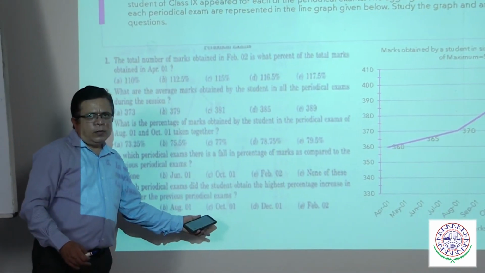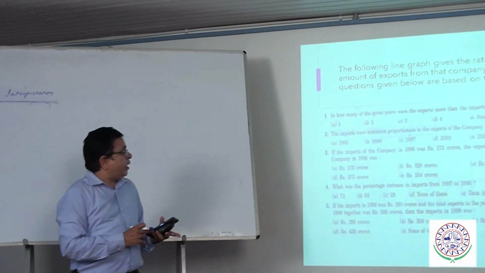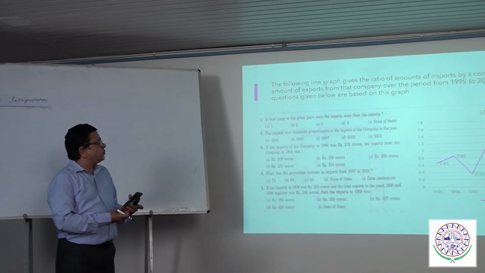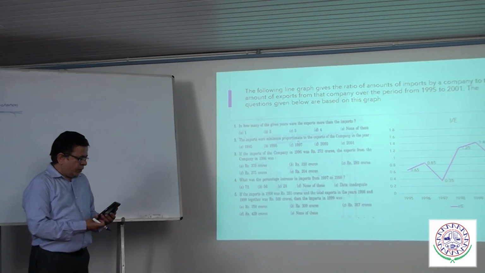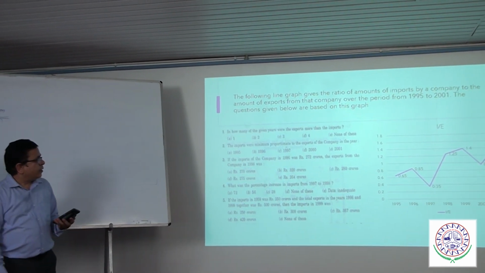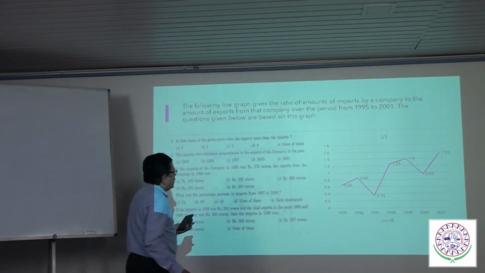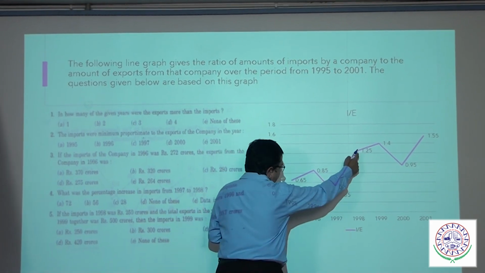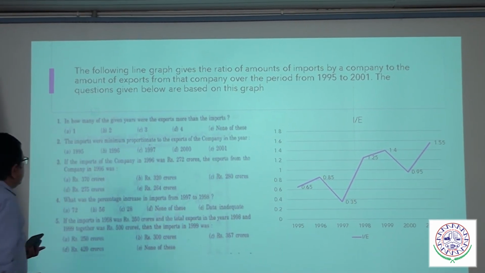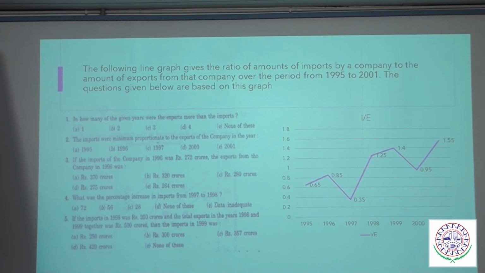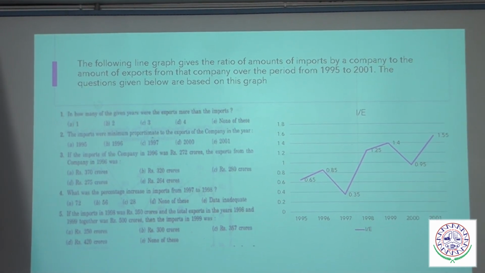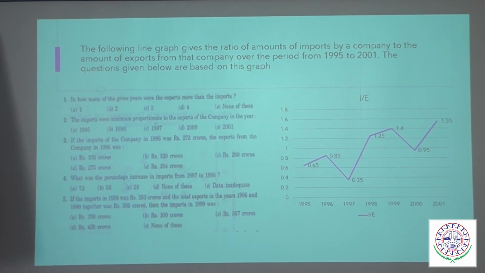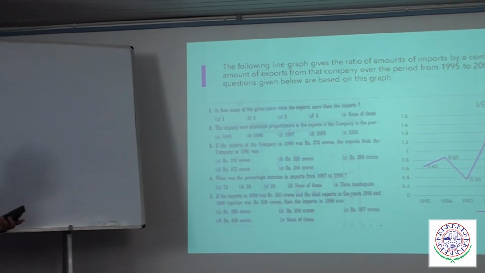That is October 2001. Says the following line graph gives the ratio of amounts of imports by a company to the amount of exports from that company over the period of 95 to 2001. And then there are the questions. These are the ratio of import to export: 0.65, 0.85, 0.35, and so on. So in how many of the given years were the exports more than imports? When will exports be more than imports? When imports are less than exports, right?